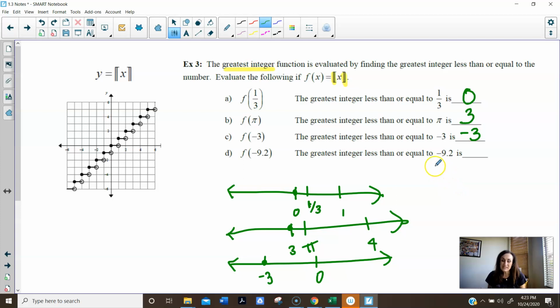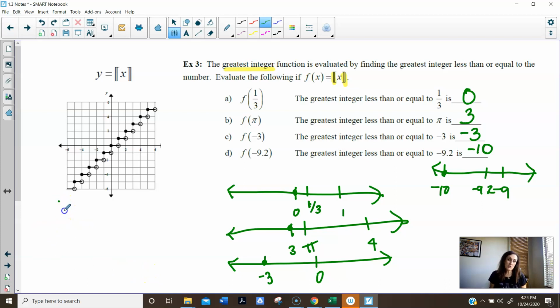F of -9.2. So this is the one that a lot of students miss. So here's -5, and here's -10, and here's -9.2. While -9.2 is closer to -9, if I'm evaluating the greatest integer function, then it's going to be to the left, which is -10. So you always go smaller. So this is -10.